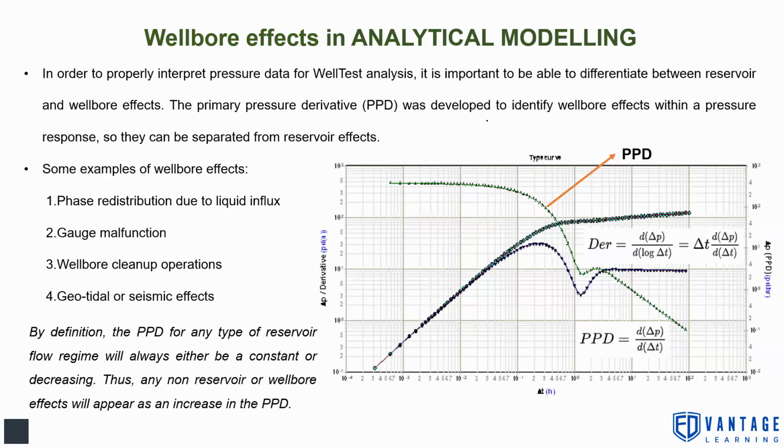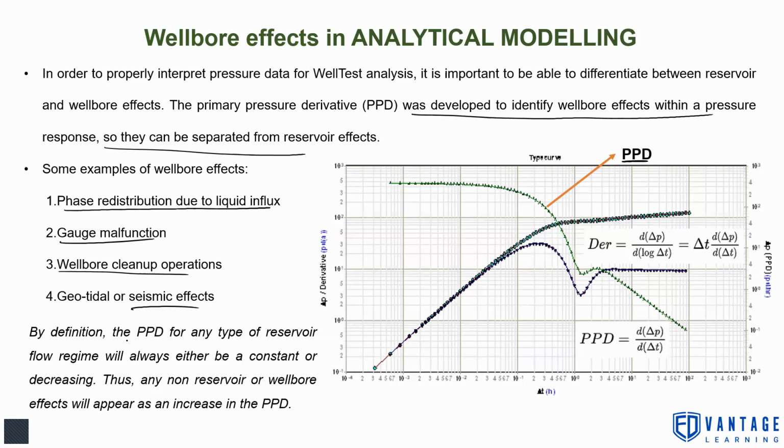derivative. This PPD was developed to identify wellbore effects within a pressure response, so they can be separated from the reservoir effects. Examples are phase redistribution due to liquid influx after the well is shut in, that is wellbore storage, then gauge malfunction, wellbore cleanup operations, and seismic or geotidal effects. By definition, PPD for any type of reservoir will always be either constant or decreasing. Thus, any non-reservoir or wellbore effect will appear as increasing PPD.